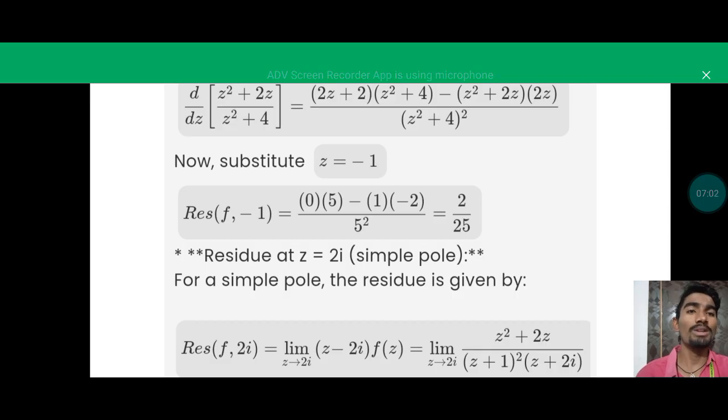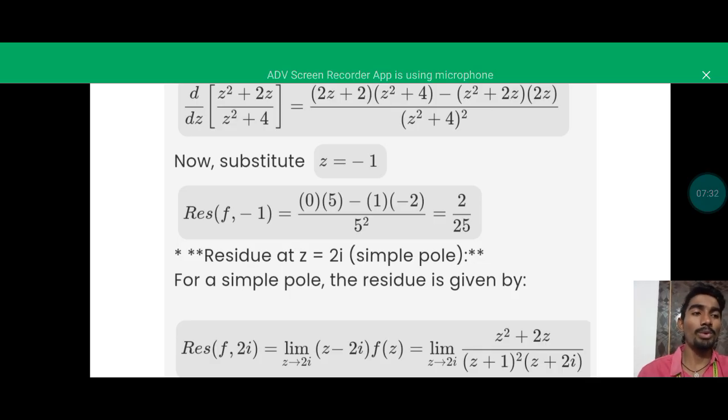The derivative of z square plus 2z: the derivative of z square is 2z and the derivative of 2z is 2. We will write the z square plus 4 the same in this formula, minus (z square plus 2z), and for the other v dash we get 2z, by v square, that is (z square plus 4) whole square.